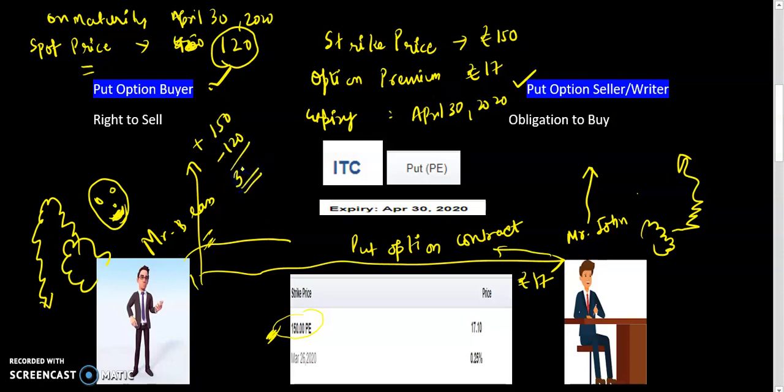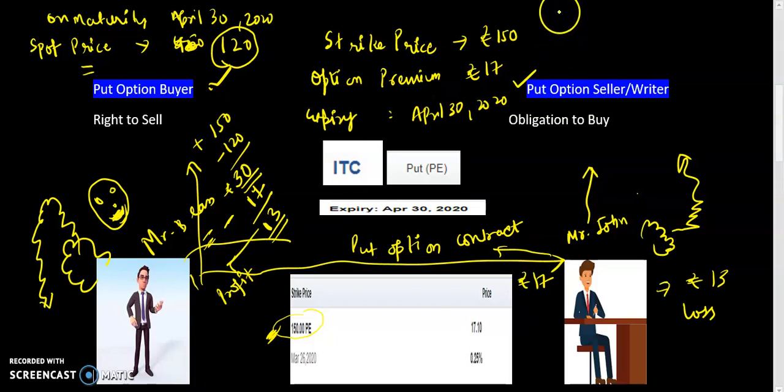Bean rupees 30. Since Mr. Bean paid option premium to Mr. John, it is the cost for Mr. Bean. So net profit accrues to Mr. Bean rupees 13, and rupees 13 is the loss for Mr. John.